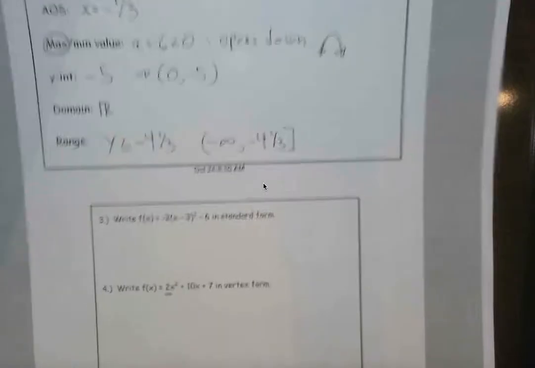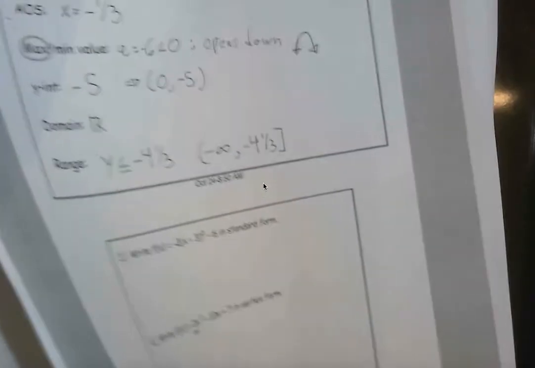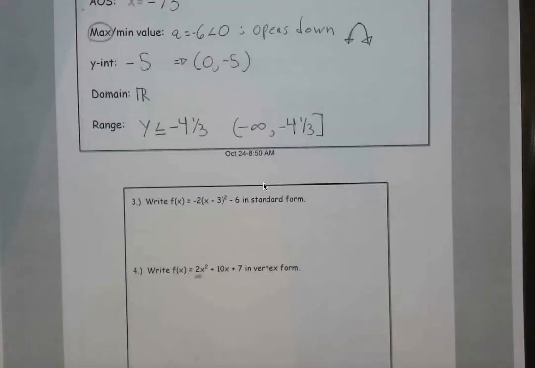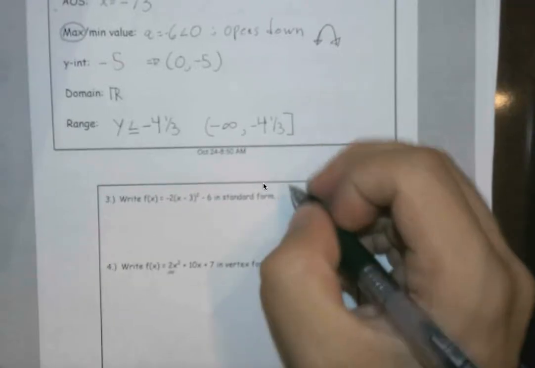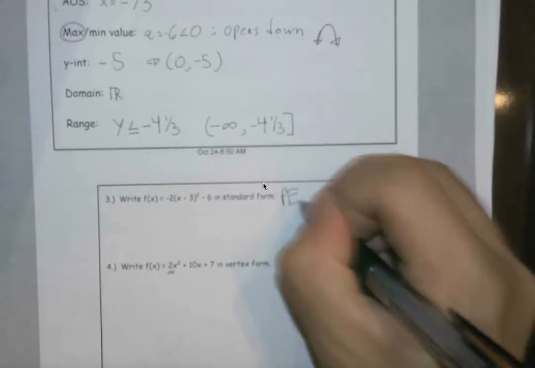For example 3 and 4, that's all that we have for this section. So we're going from now vertex form to standard form. And so for this one, we utilize order of operations with PEMDAS.